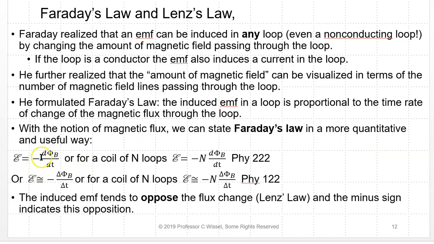The EMF is minus d phi b dt, or for a coil of N loops, the EMF is minus N times d phi b dt. Now, this is for Physics 222 students, that's calculus based. If you are algebra based, we can rewrite this as the EMF is approximately equal to minus the time rate of change of the magnetic flux, so minus delta phi b delta t, or for a coil of N loops, E is approximately equal to minus N delta phi b delta t.